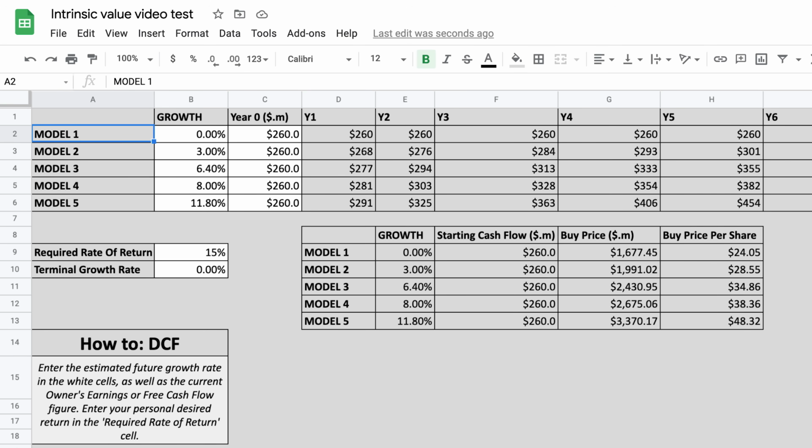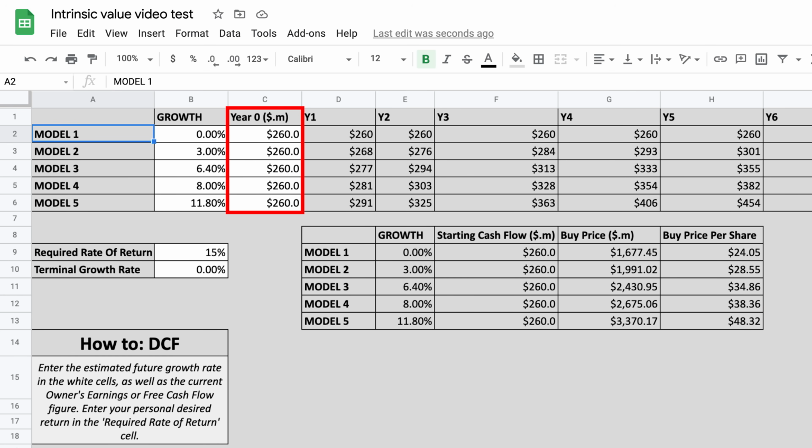Taking a look at the spreadsheet for the first time might be overwhelming, but it's really not complicated. There's basically 3 key inputs that we need to add into this formula in order to get our desired output. Our desired output, of course, is the intrinsic value, or the price that we're willing to buy the stock at.